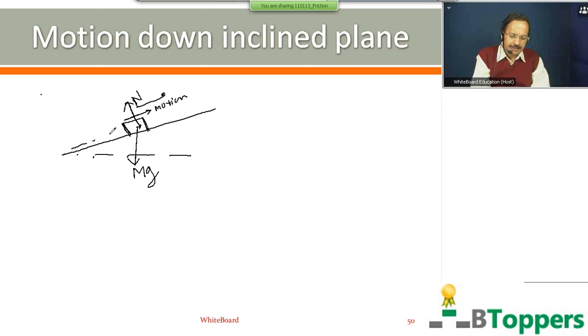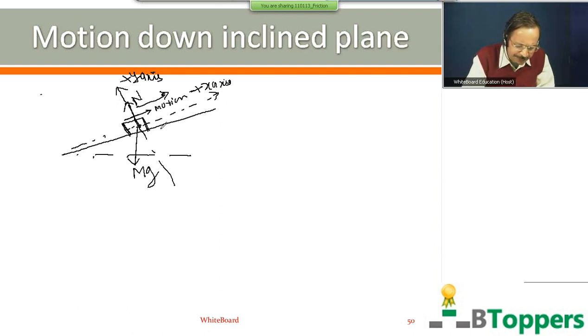The block is sliding up along the inclined surface. I choose the direction of the motion of the block up along the inclined surface as the positive direction of the x-axis, and the direction perpendicular to the inclined surface as the y-axis. The force of kinetic friction or sliding friction on the block by the inclined plane acts opposite to the velocity of the block with respect to the inclined plane. When the block moves up along the inclined surface, the force of kinetic friction on the block by the inclined surface acts down the inclined plane.